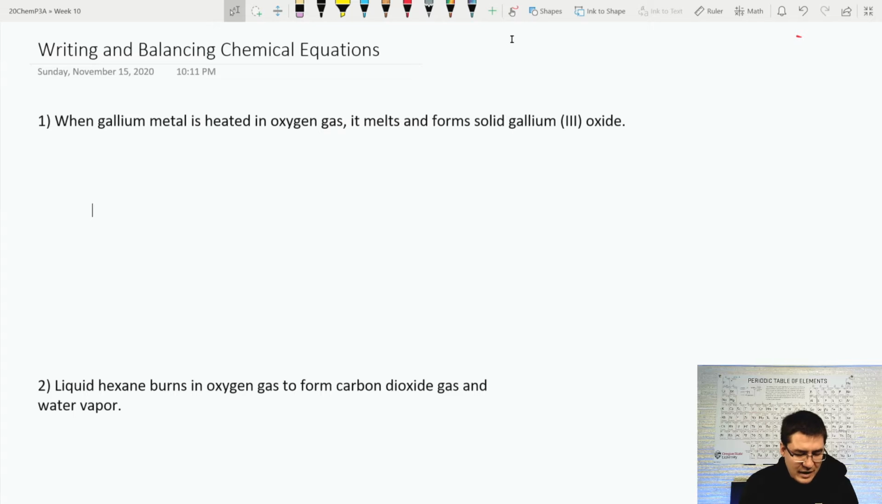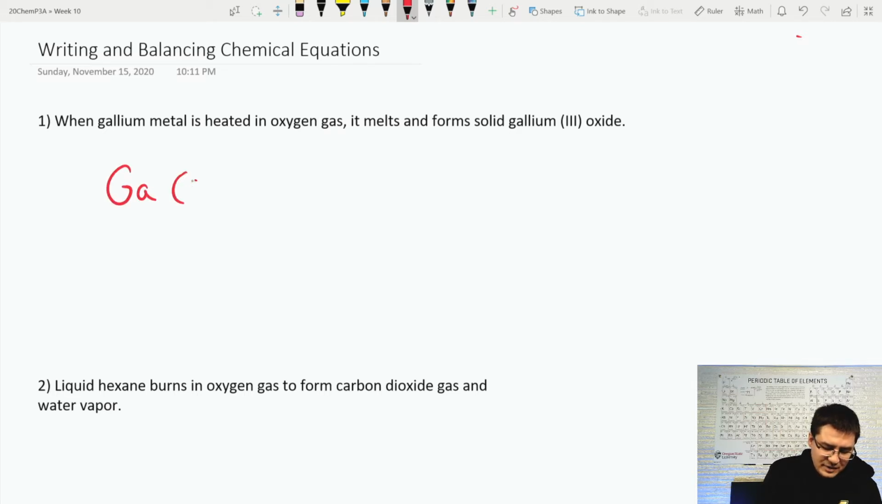Number one says: when gallium metal is heated in oxygen gas, it melts and forms solid gallium(III) oxide. The first thing is to write the chemical species that are in the chemical equation. Gallium metal is just gallium, and if it doesn't say that it's a liquid or molten metal, or sometimes a gas, just assume that it's a solid metal. It's heated in oxygen gas. So oxygen gas is O2.